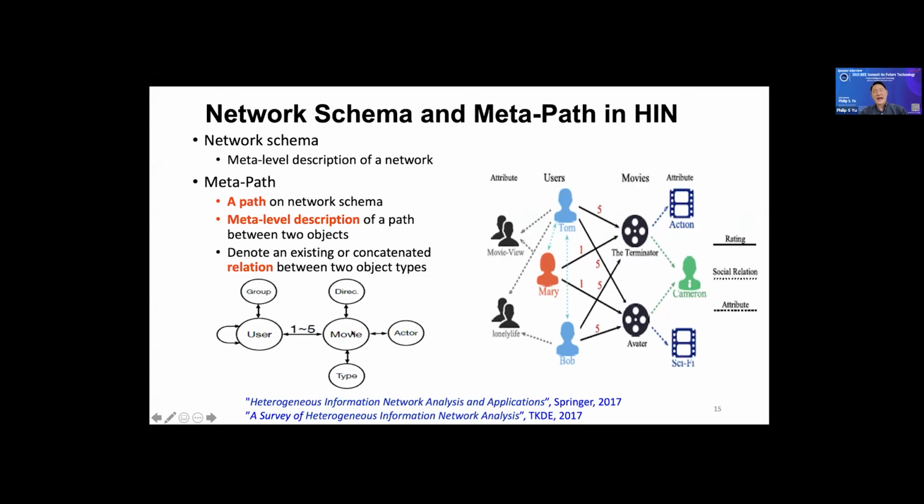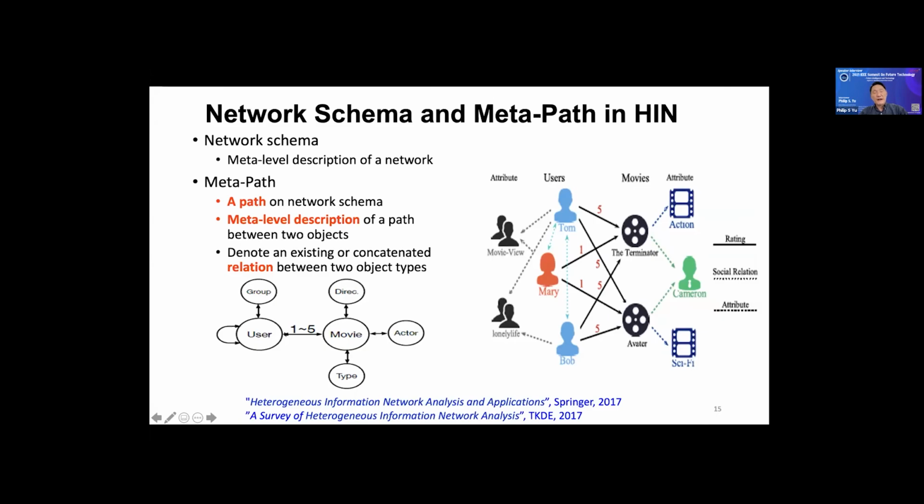Schema is an abstract representation of the network entity. So in here we can see that we have user. User can provide rating to the movie. The movie has director, and movie also has different movie types, and the movie can also have actor. And the user has different user groups, and user can have friendship relationships.